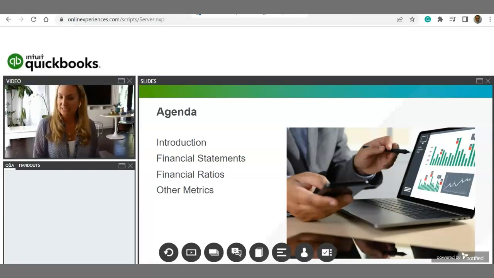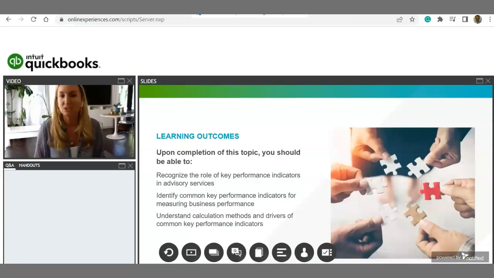Here's our agenda today. Very basic as far as the structure of it goes. We're going to get into KPIs, a little introduction, and then we're going to talk about financial statements, financial ratios, and then a couple other metrics at the end. And these are our learning objectives for the webinar today.